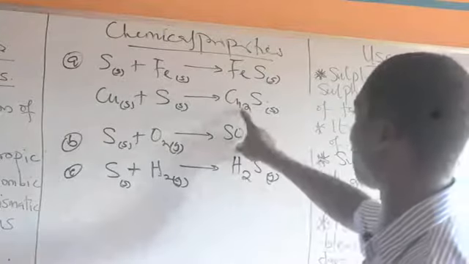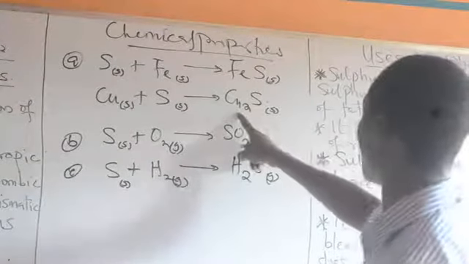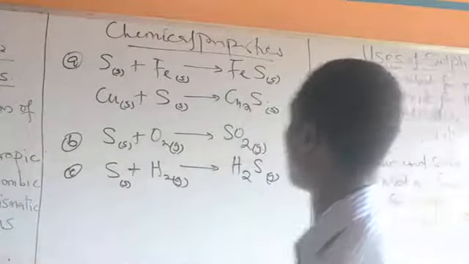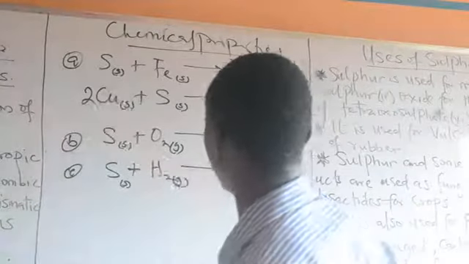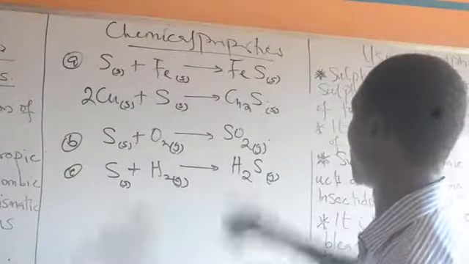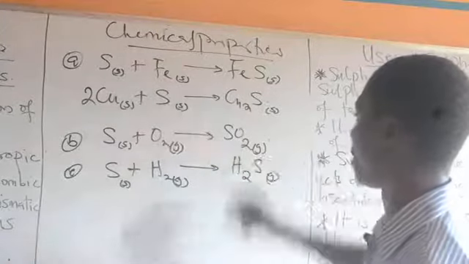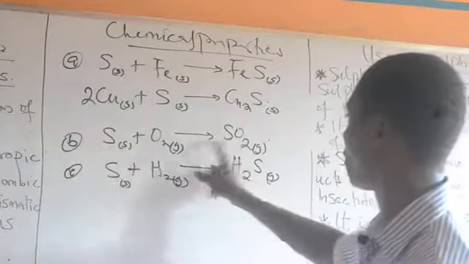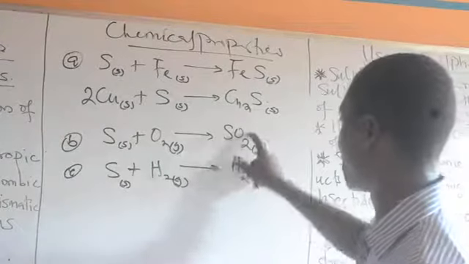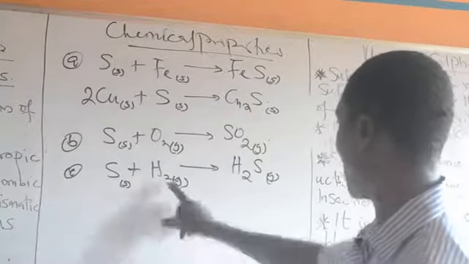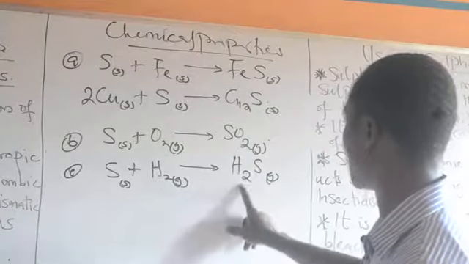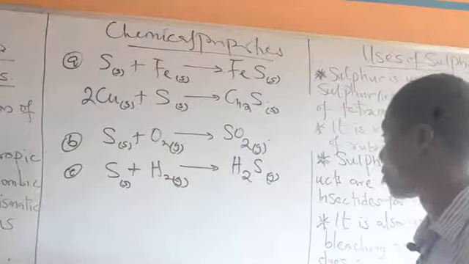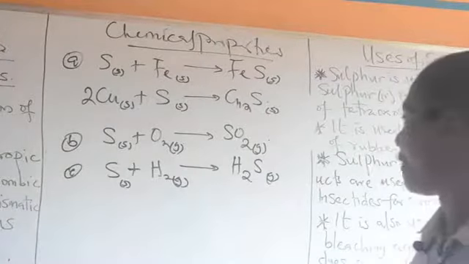From the first one here, copper is 2. To balance it, we have to put 2 here to make it 2 copper here, 1 sulfur and 1 sulfur. It is balanced. Same thing with this one, it is also balanced. Sulfur 1 here, sulfur 1 here. Oxygen is 2, oxygen is 2. Now here, sulfur is 1, hydrogen here is 2, hydrogen here is 2. I think that one is balanced too. It forms hydrogen sulfide gas.